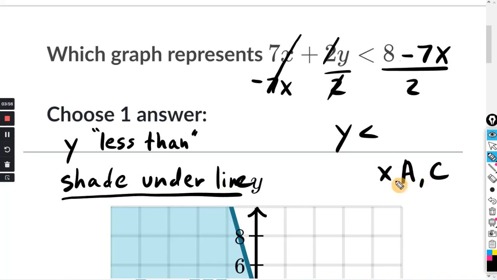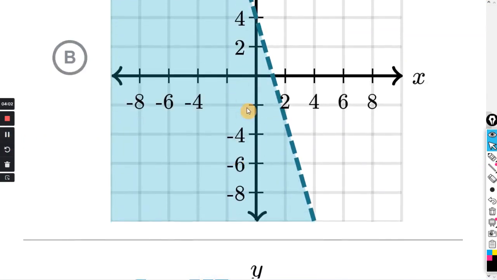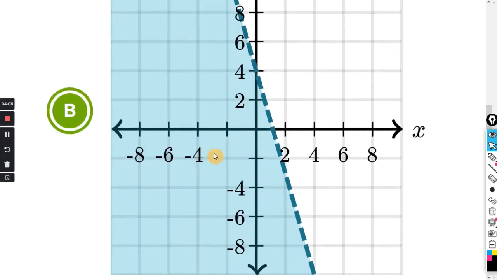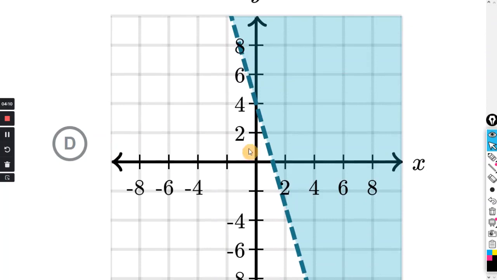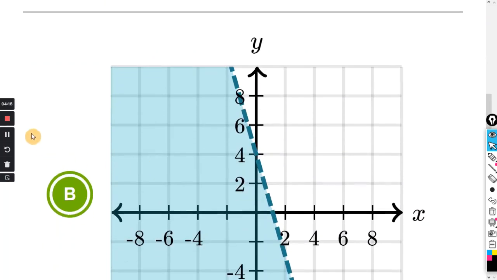We already said it's not A and C, so let's look at B and D. Answer B is shaded under the line. So I think B is correct. You see, everything is blue underneath this line. And answer D, it's above the line, so it's definitely not D. So answer B, that's it.